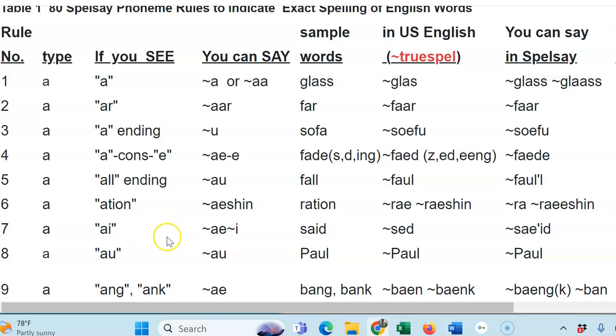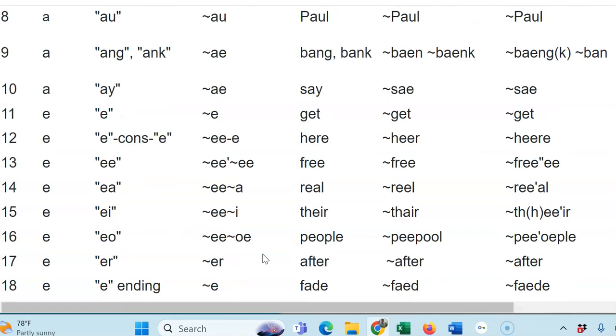AI is A, and the word said becomes say-id. Aw is a typical spelling. This is the spelling of the aw sound in Truespel with the tildes. Tilde indicates Truespel. Ang and ank, as in bang, bank, could also be bang or bank. Spoken that way would indicate the A. AY indicates a long A as in say.